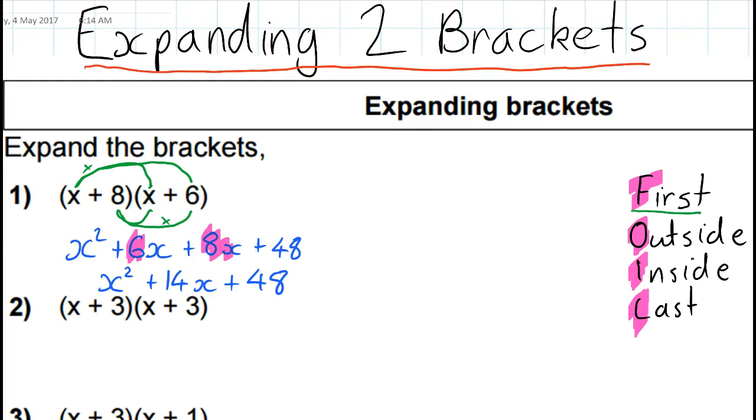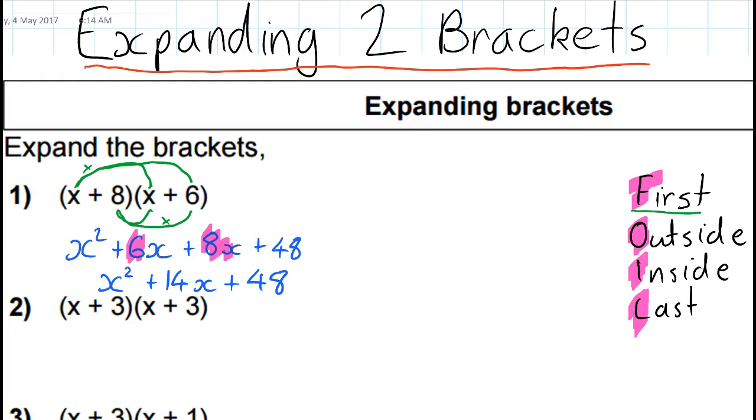Just to recap the steps, you draw the arrows, then it's first times first, so x times x, outside x times 6, which gave me 6x, inside 8 times x, which gave me 8x, and last 8 times 6, which gave me 48. And you add the two together, which gives you x squared, because that drops down, plus 14x plus 48.